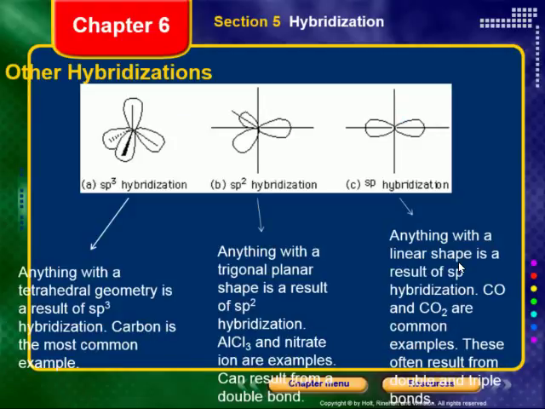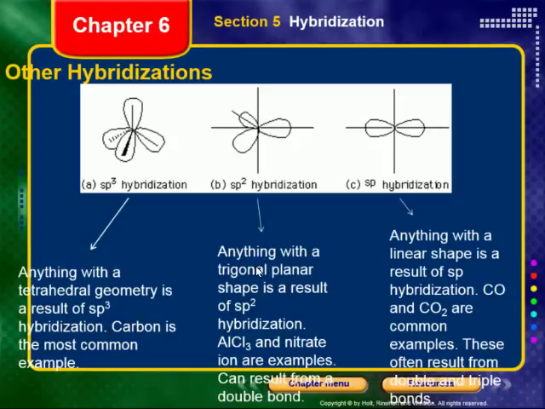Now, that's not the only hybridization that is possible. We don't have to throw all 4 orbitals into the pot to hybridize them. That does happen, and it results in sp3 hybridization. We're showing here on example A, it's going to result in tetrahedral geometry. Anything with tetrahedral geometry is a result of sp3 hybridization, and carbon is the most common example of that.